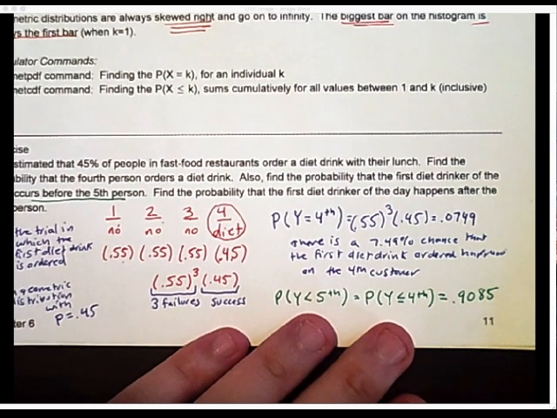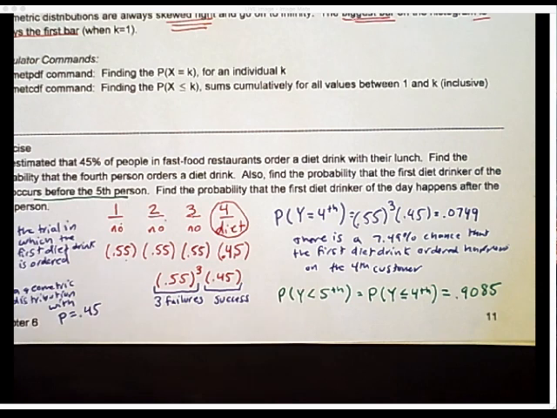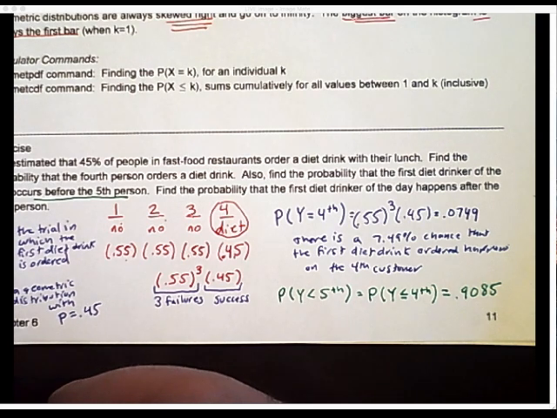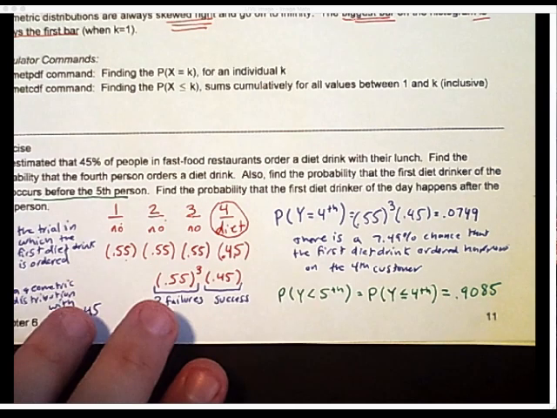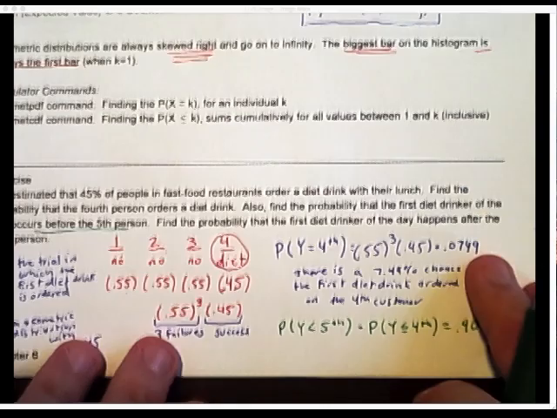All right, so there's a 90.85% chance that the first diet drink will be ordered on or before the 4th person. Okay, that's what it means. There's a 90.85% chance that the first diet drink ordered will happen on or before the 4th person in line. You can also use a shortcut formula.